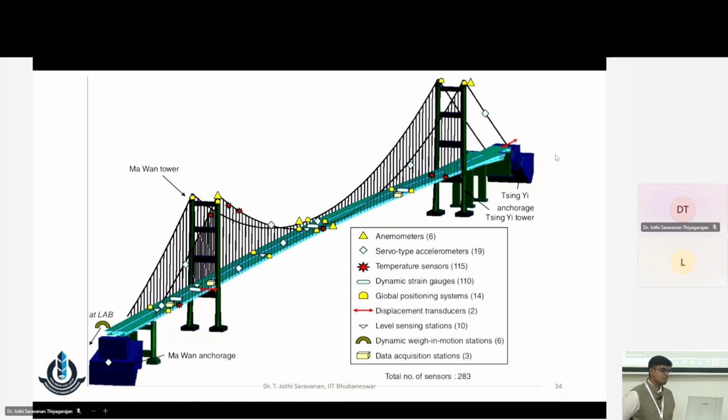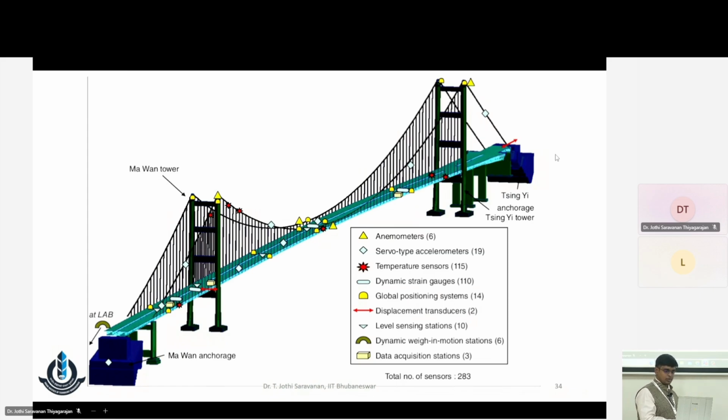I think that's the symbol for GPS. Yes, there are 14 GPS systems. I'm not aware why they kept 14. That's what I'm saying, optimal sensor placement is very important. It's not that since they're using 283 sensors they're going to put them randomly. For every placement there is an explanation behind it. Why am I placing it here?